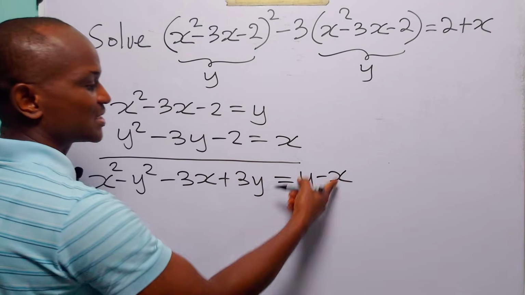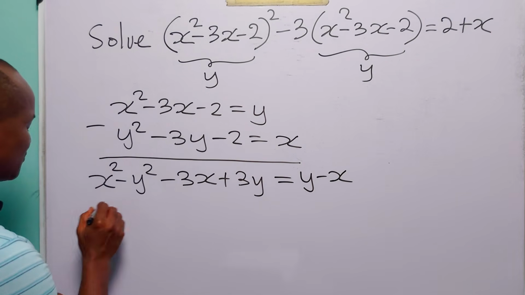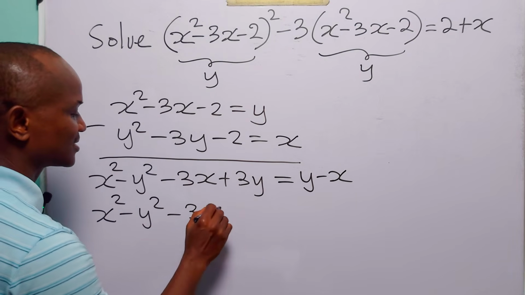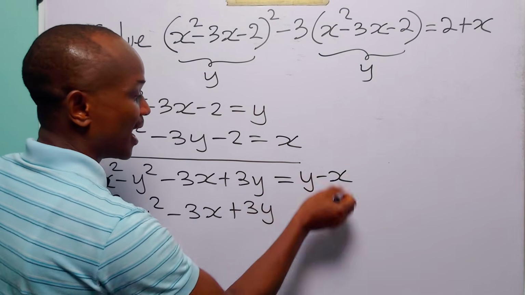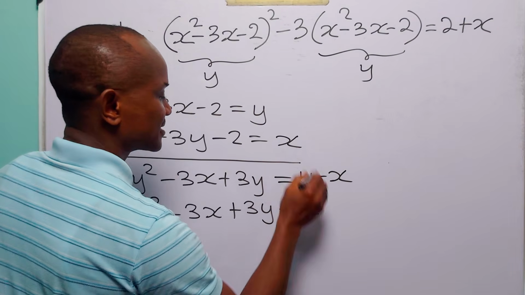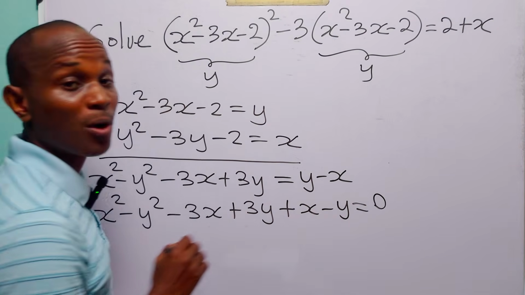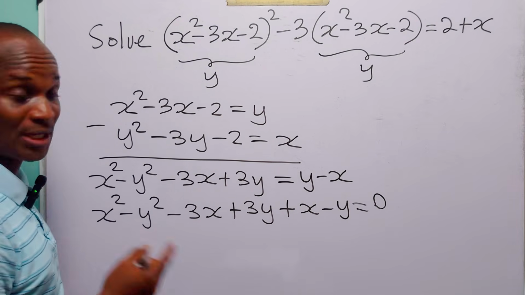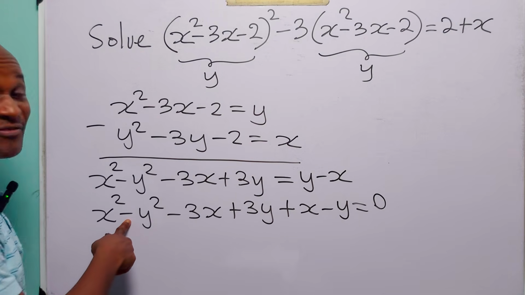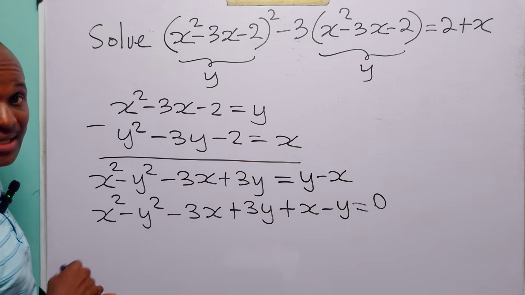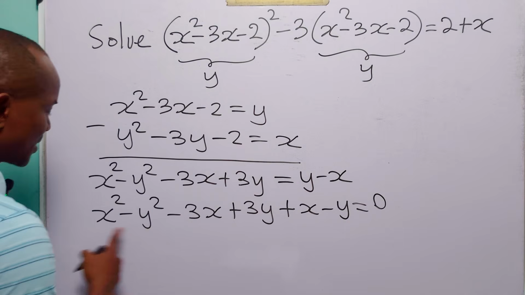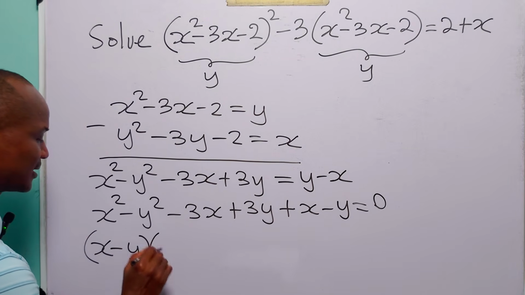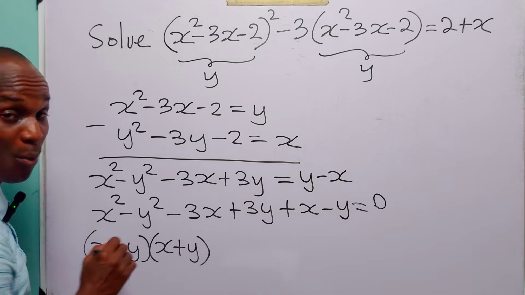Now let us move these two terms over to the left hand side. When we do that, we have x squared minus y squared minus 3x plus 3y plus x minus y is equal to 0. Now let us try and factorize this expression on the left hand side. Here we have the difference of two squares, and you know how we factorize the difference of two squares. We can factorize this as x minus y times x plus y.